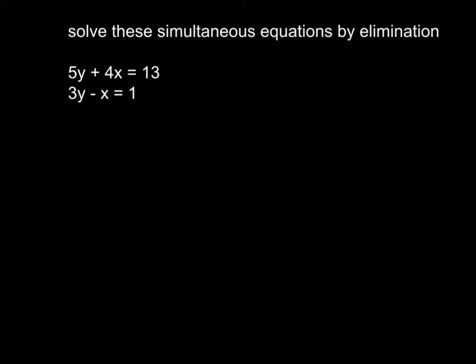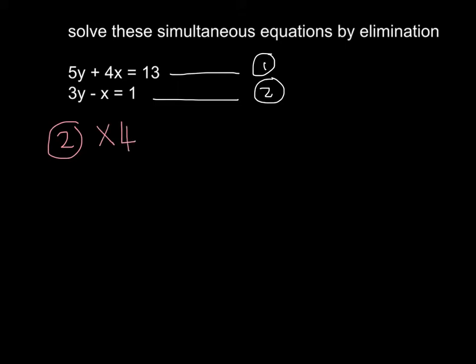Now as you can see, the y's have a 5 and a 3, and the x's have a 4 and a -1. So I think the easiest thing here is to get a 4 in front of the other x. And to do that, we need to multiply that whole equation by 4. So I'm going to call this one equation 1 and this one equation 2. And what I'm going to do is multiply equation 2 by 4.